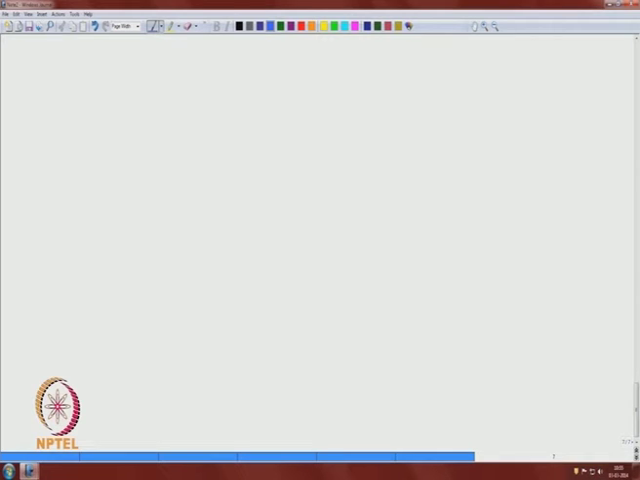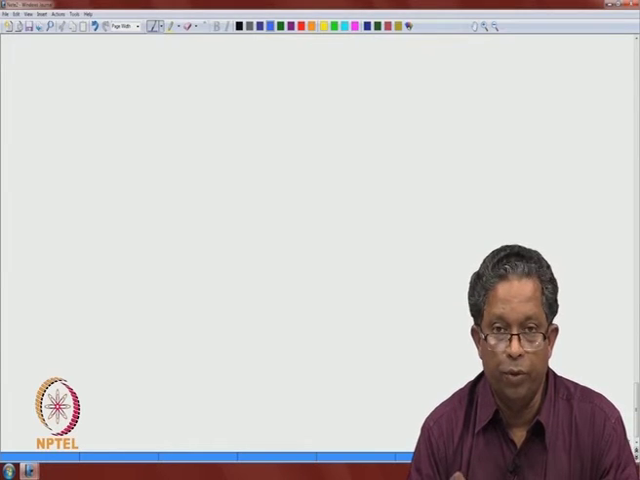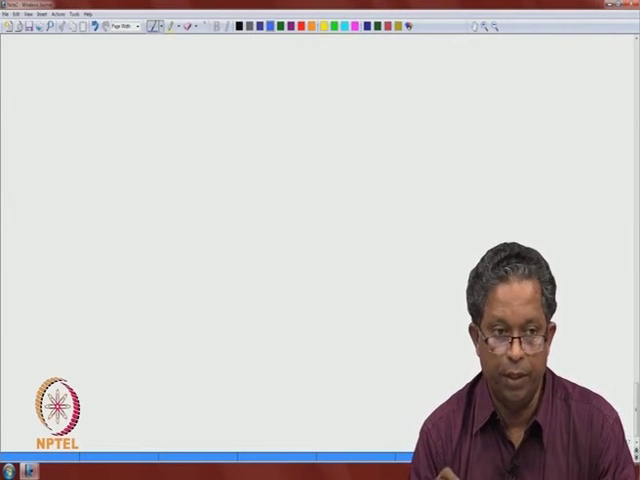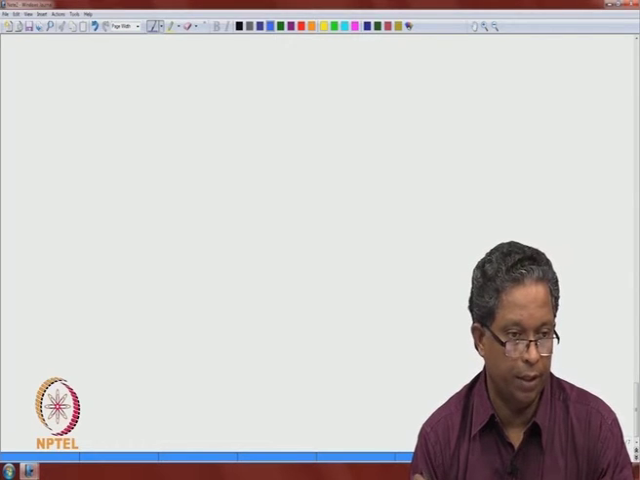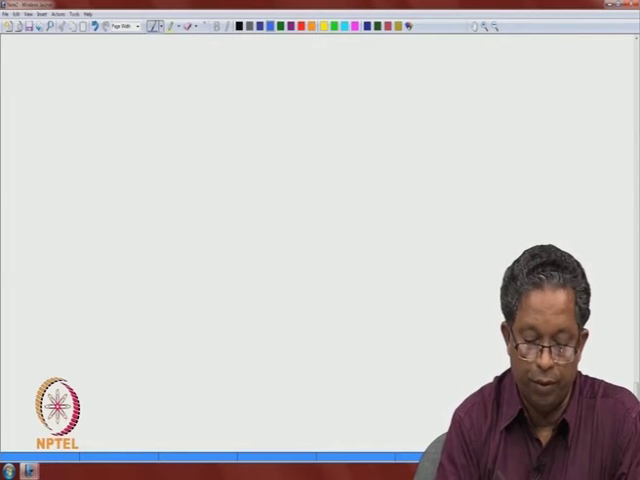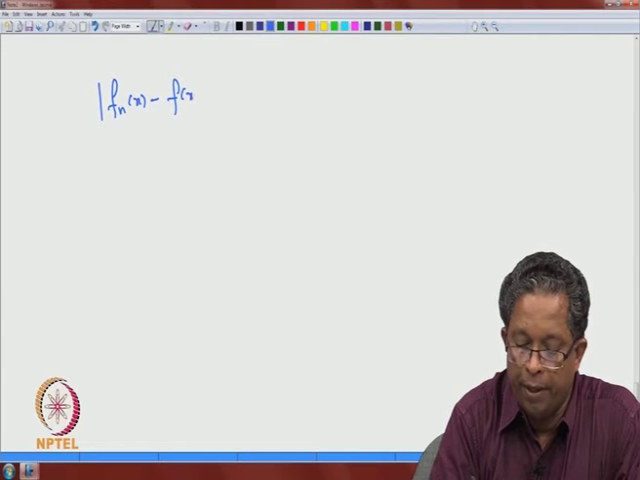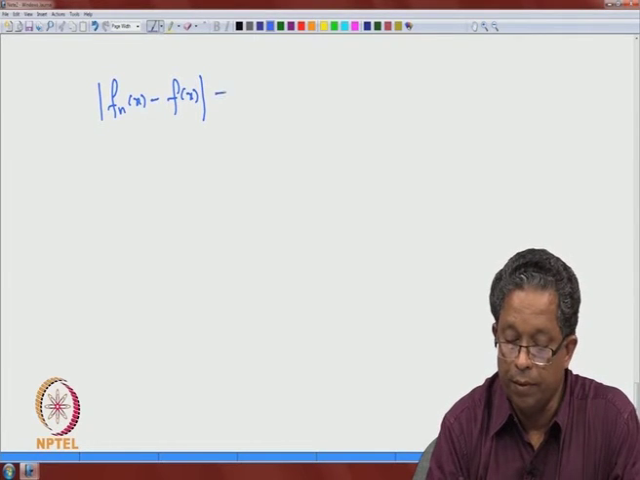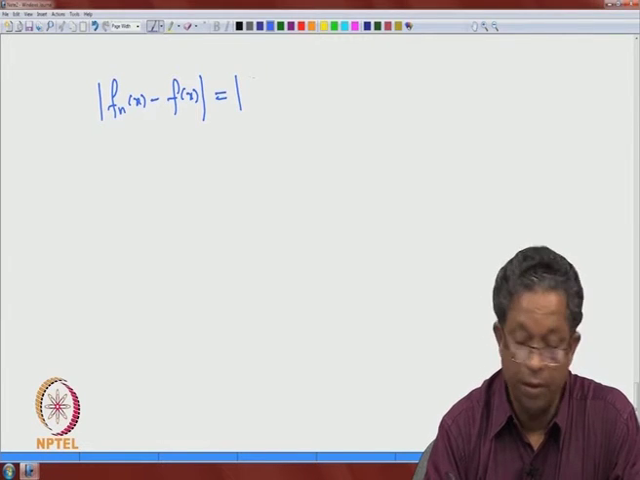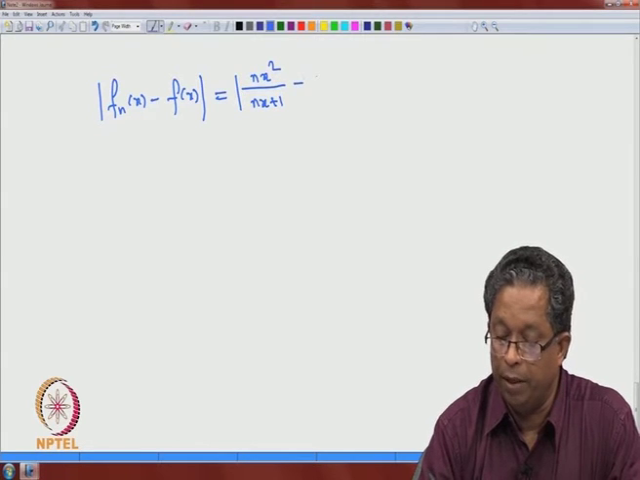So, how do we show? For a given epsilon greater than 0, we should be able to find a capital N which is independent of x, such that the difference between f n x and x is less than epsilon for all small n greater than that capital N, which is independent of x. So, we will show for this example. f n x minus f x, by definition of the sequence, is n x square by n x plus 1 minus the limit function x.